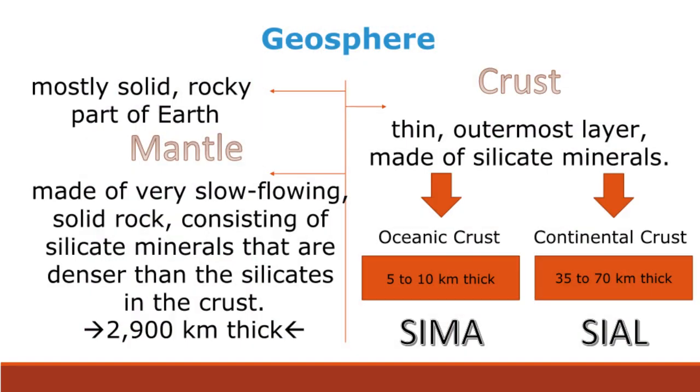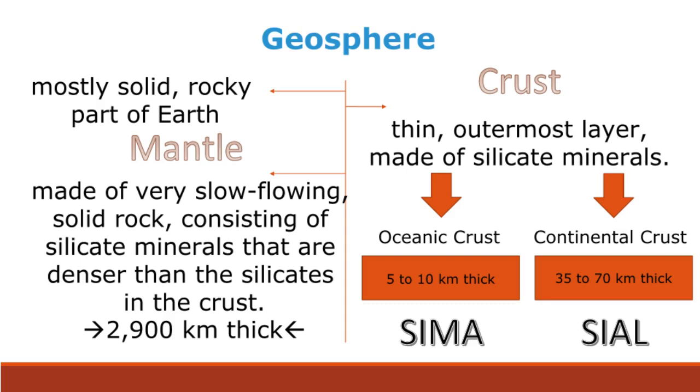Again, the geosphere is the sphere that is mostly solid and the rocky part of the Earth that includes volcanoes, rocks, minerals, coal, oil and the land itself. From the surface we have the crust that is a thin, outermost layer that is made of silicate minerals. The crust is the outermost part of the Earth and is very thin compared to the other layers. It is a part where the living organisms dwell in. It forms a very thin continuous layer that extends underneath the ocean and continents.